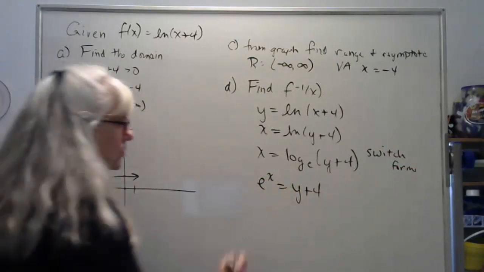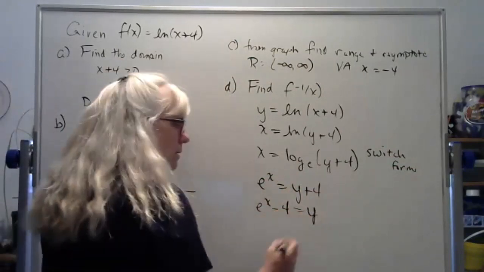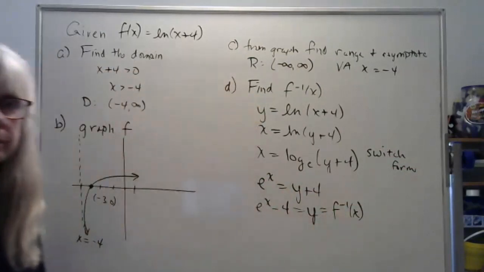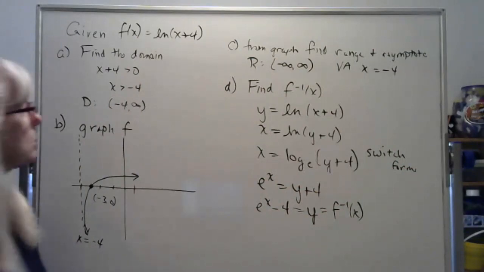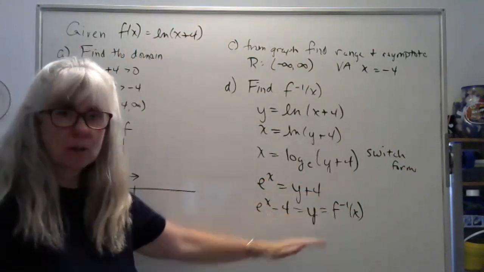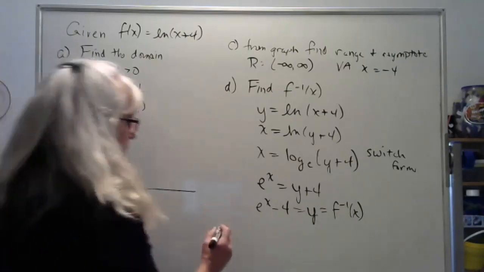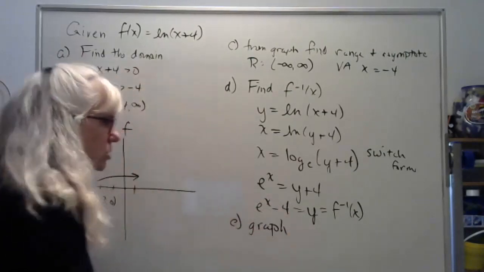And then all we have to do is move the 4. So e to the x minus 4 is equal to y, which is your inverse function. So e to the x minus 4 is equal to the inverse function, or is equal to y. So just like we predicted, since we start off with a natural log or a logarithm, the inverse is an exponential function. So, okay, and then what they want you to do is to graph it. So part E, graph, and then find the domain and the range and so forth.